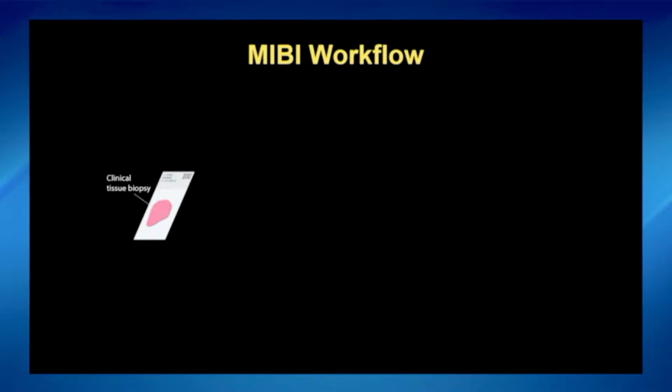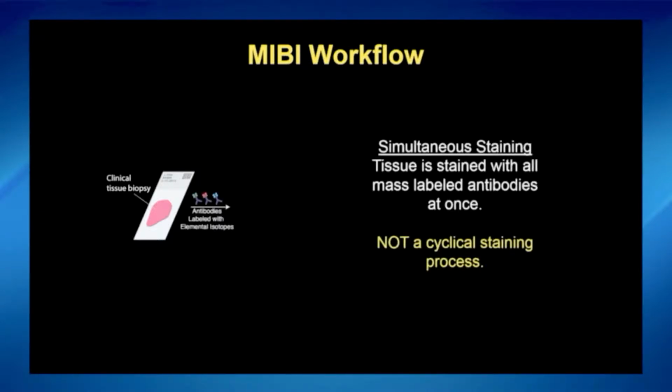So we start off with the tissue on a slide, and then the tissue is treated with a single antibody master mix. It has all the primary antibodies, and each one of the antibodies is tagged with a unique elemental reporter. If you're familiar with CyTOF, the elemental labeling of the antibodies is analogous to that. It's not a cyclical process, so the entire panel, 30, 40 antibodies, is stained at the same time.